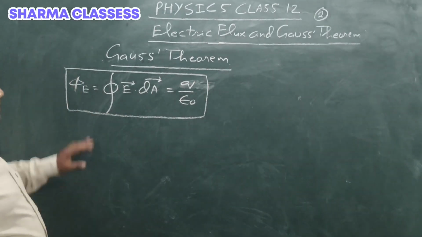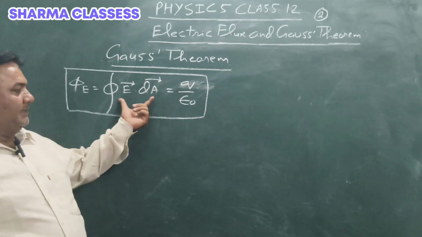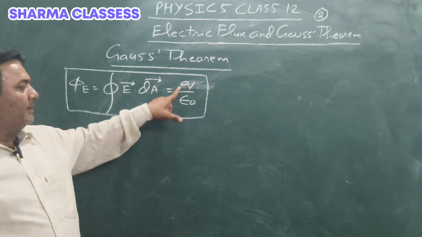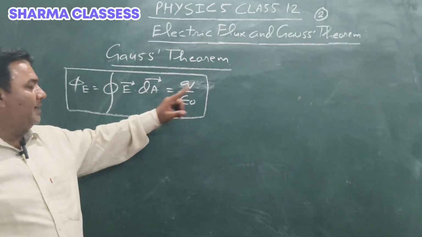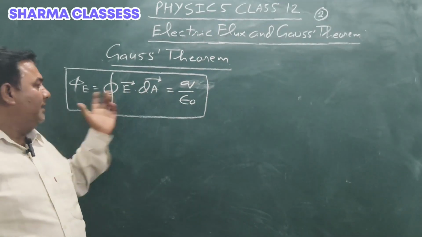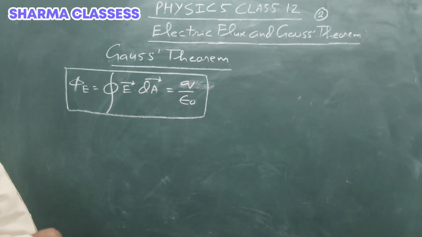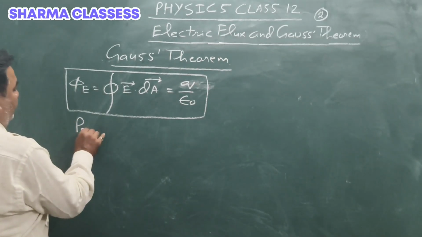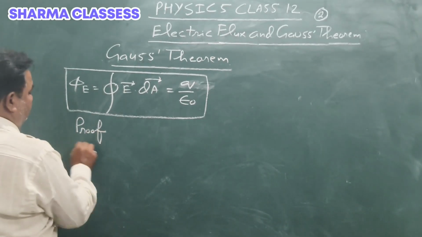The net electric flux passing through any closed surface is equal to 1 upon epsilon naught times the net charge enclosed by the surface. That is Gauss theorem, and this is its mathematical form. Now the proof of Gauss theorem.